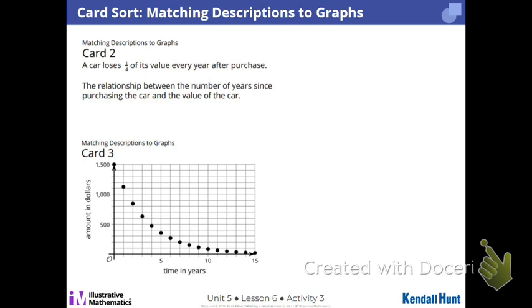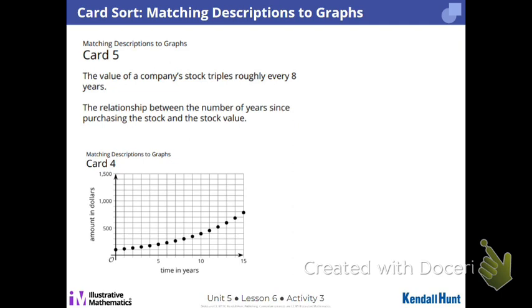Cool? You probably compared it to the other one. I'm just showing you how I did it. Card 5. It triples every 8 years. So if I'm at 100, in 8 years, if it's triple, I should be at what? 300. Look at right here. 300. So that's the point I used. It tripled over 8 years.